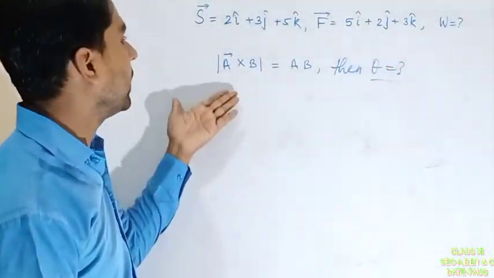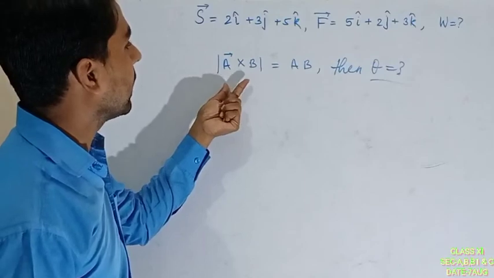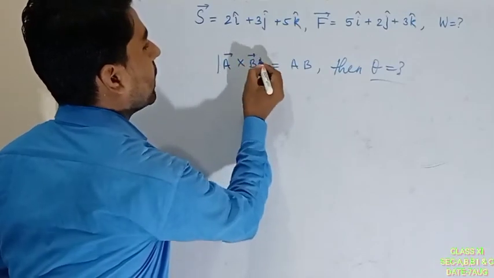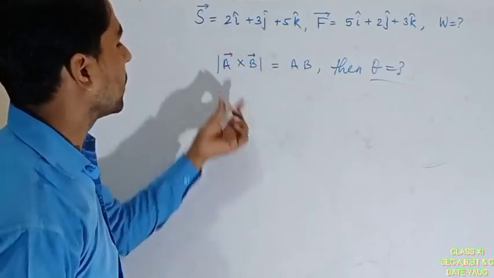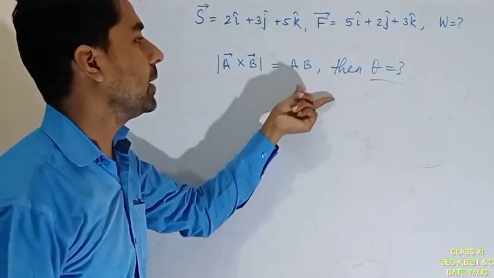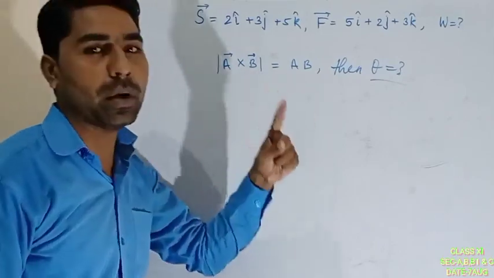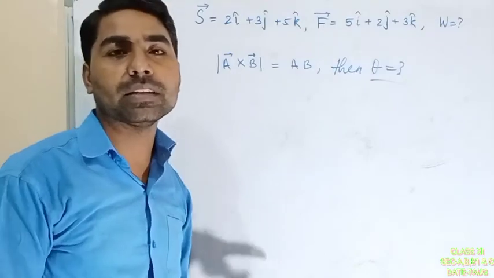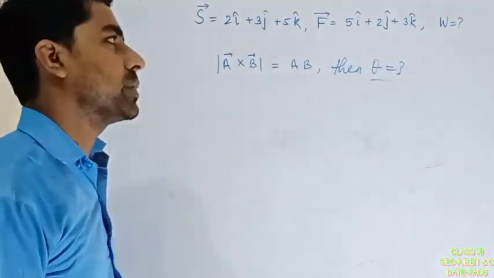So easy. In the same way, here is one more question like that. Vector A cross vector B is equal to AB. Again what will you get? AB sin theta is equal to AB. AB will be cancelled. Sin theta is equal to 1. So at what angle? Sin theta is 1 at 90 degree. So these types of questions are there.